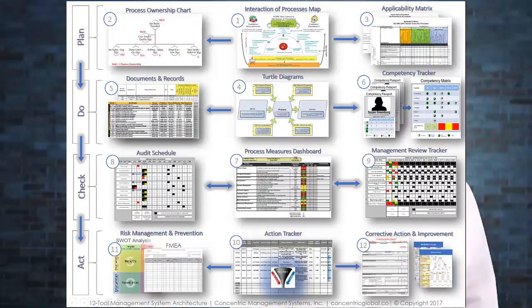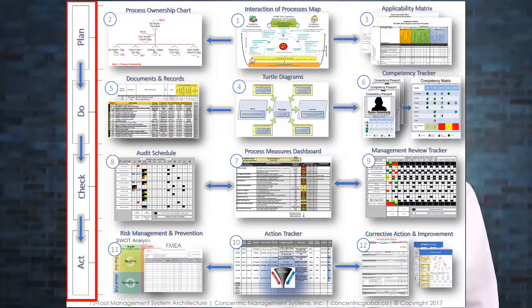So the management system architecture is 12 very simple tools following the plan, do, check, act cycle. You'll see on the left, plan, do, check, act, and there are 3 tools for each row. Starting in the center, the tool on each row is the first tool to use, and you'll see there's a flow from 1 to 2 and over to 3, so on and so forth.